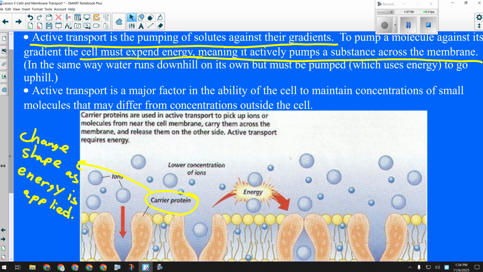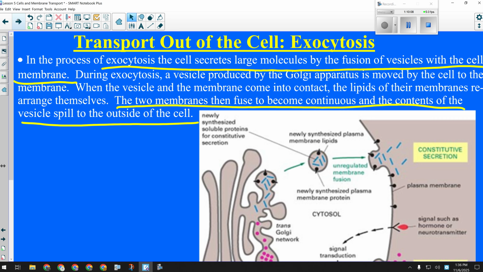So exocytosis is those little vesicles, especially the ones that come off of the Golgi apparatus. They go to the membrane, they merge with it, and whatever was inside just pops out, and that vesicle just becomes part of the membrane. That's exocytosis. That's either going to get material into the bloodstream or into the interstitial fluid. That's the fluid between cells. Either way, it's out of the cell.